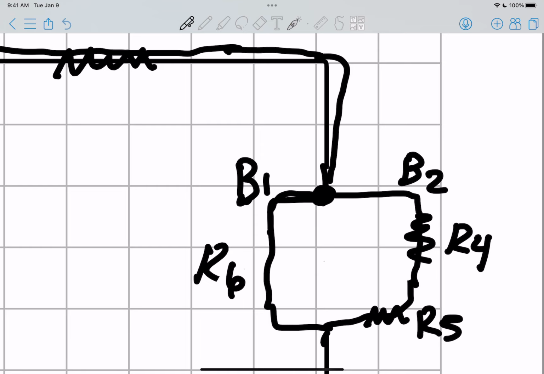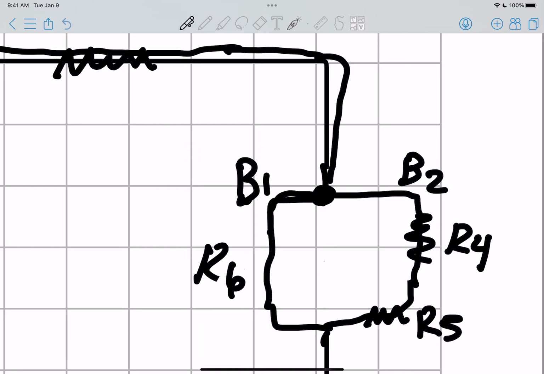Series, excellent, right? Do you want to explain why they are in series? Or are you a little unsure? Yeah, exactly. They're next to each other, right?